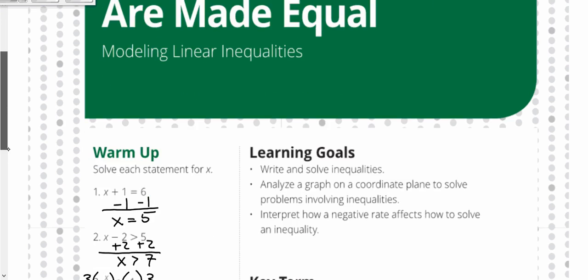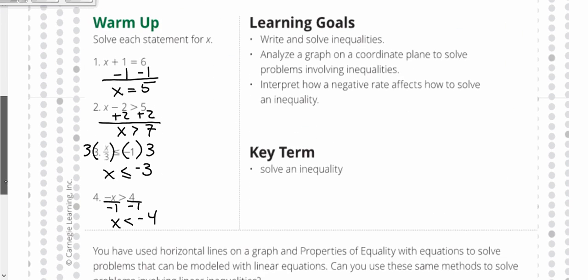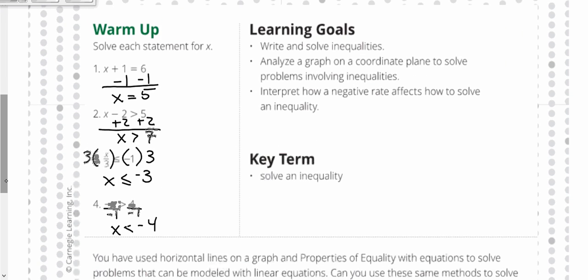So you should have gotten, for number 1, x equals 5. Number 2, x is greater than 7. Number 3, x is less than or equal to -3. So notice I'm multiplying by a positive number, so the inequality symbol doesn't flip even though the answer is negative. And then for number 4, the inequality symbol does flip, so you should have gotten x is less than -4 because I'm dividing by a negative number.